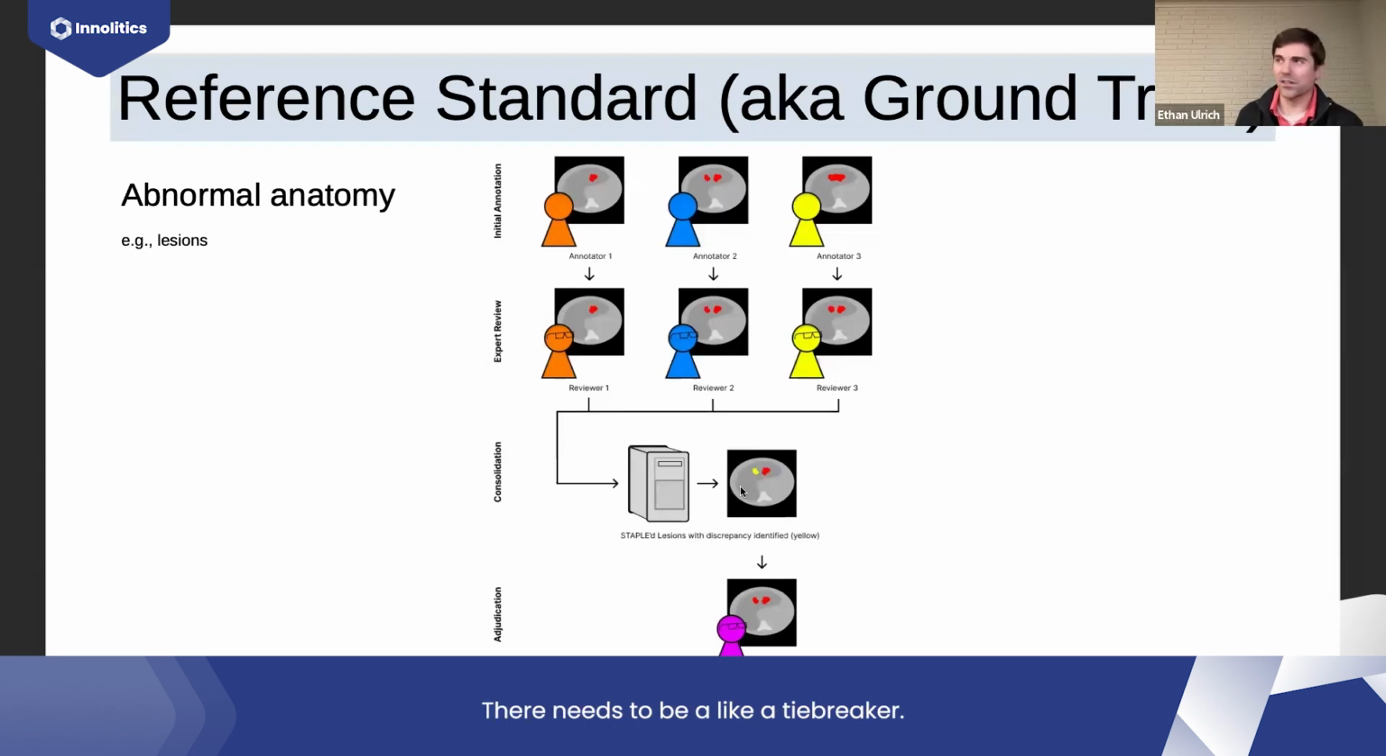There needs to be a tiebreaker. One way to do that would be a majority vote. These two reviewers saw this one, and reviewer 1 didn't, so reviewer 1 is wrong, and then you just accept reviewer 2 and reviewer 3. What I've often seen is that the FDA likes the use of an adjudicator, which is an additional expert who really just serves as the tiebreaker. They're presented with the lesions that have these discrepancies, and then they make the final decision. So that's what this is showing here. There's this yellow lesion that is the suspect lesion. Then the adjudicator makes the final decision: yep, this is a lesion and this is the boundary for it.